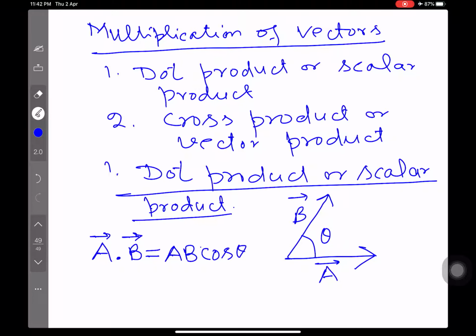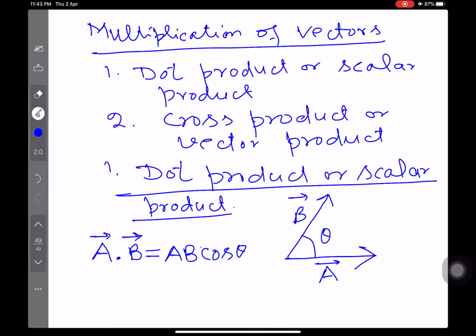That is A dot B equal to AB cos theta. Now, A is a vector, B is a vector, but their dot product, that is AB cos theta, is a scalar quantity. That is why dot product is also called scalar product. Now we have properties of dot product.